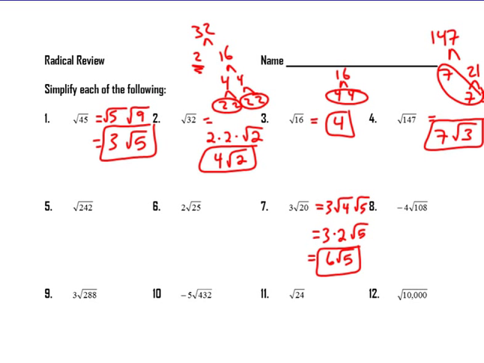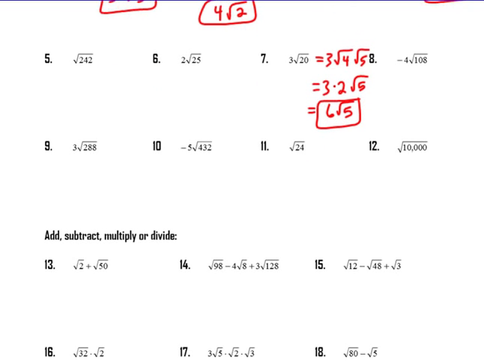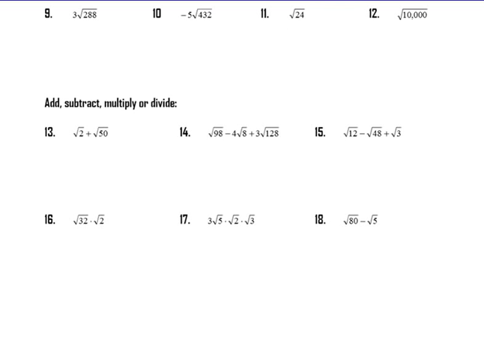Number 8 with a negative out in front, the negative just stays there and continues with the problem. As you continue with simplifying these problems, the bigger the number is underneath the radical, the more factors, or the bigger the factor is going to end up being.